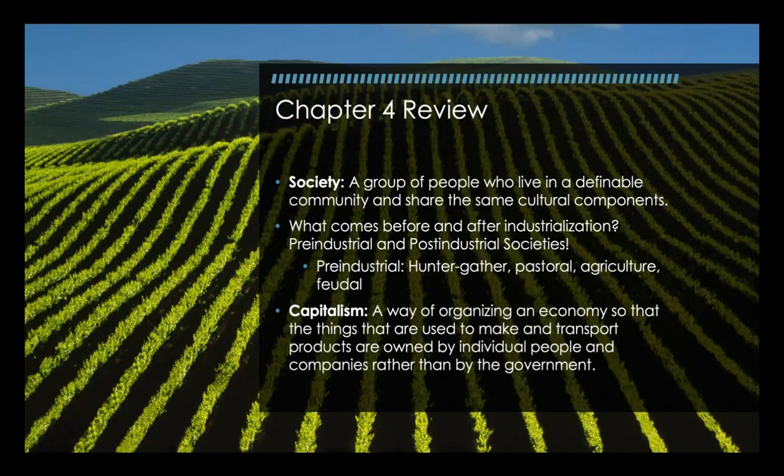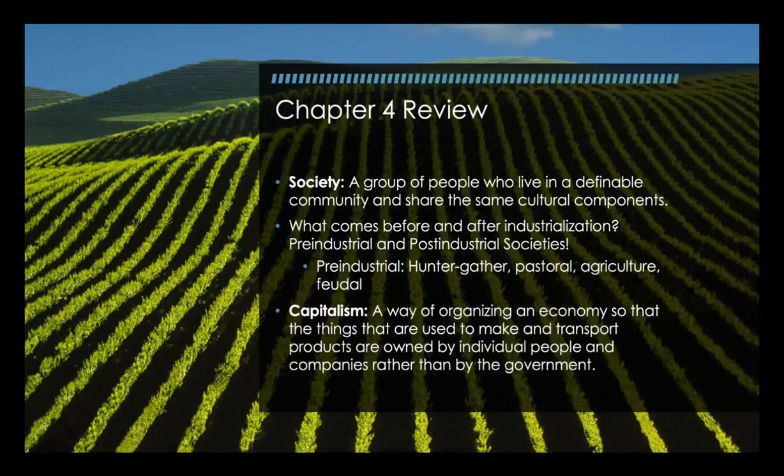And so when we think about ways of organizing different types of societies that have existed and currently exist, industrialization continues to be this sort of pivot point. In pre-industrial societies, we had hunter-gatherer societies, pastoral societies, agricultural and feudal societies. We tend to not focus on that so much in sociology, but it is important that you know those types of societies and you're able to define them.